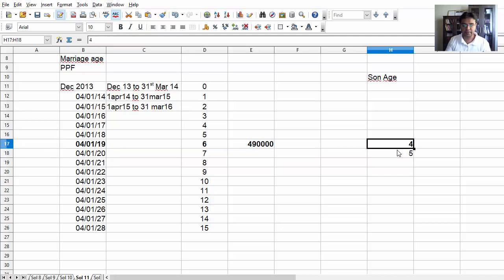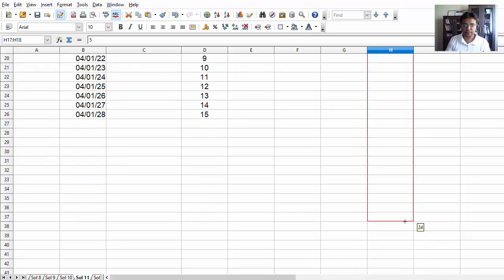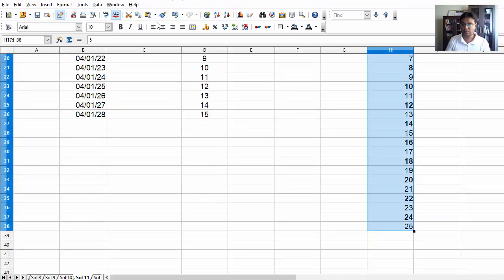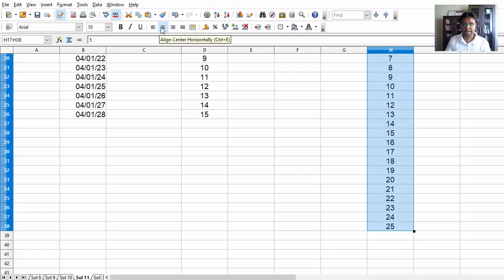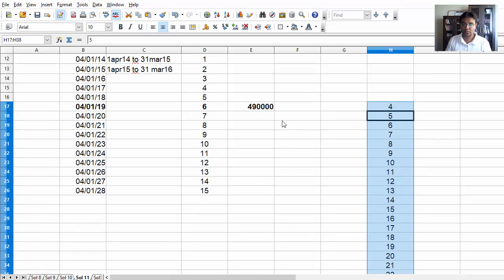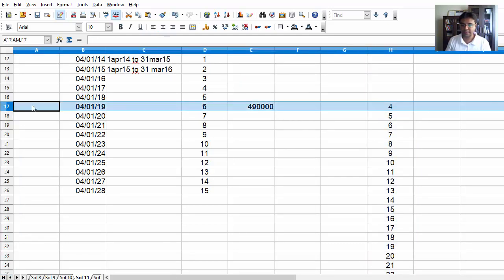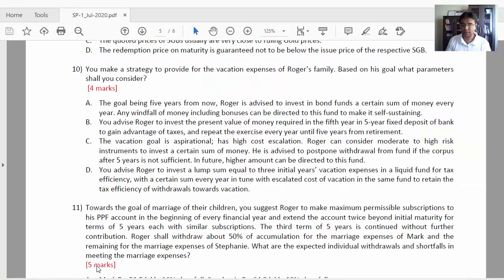Okay, next I'll take 5, and the marriage goal or the age is the age 25. So I'll take till 25. So I have considered till 25, that is the age when the marriage will happen. Okay, now you just focus on the row number 17, which is our reference date. Now let me again switch to the case and let's solve it.